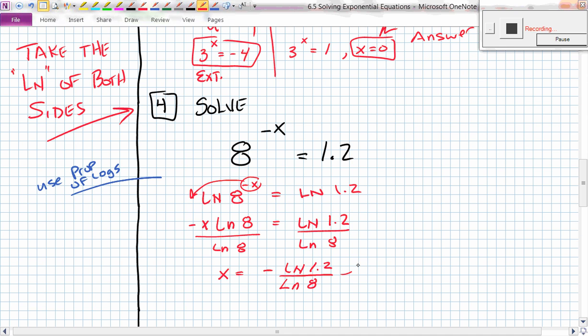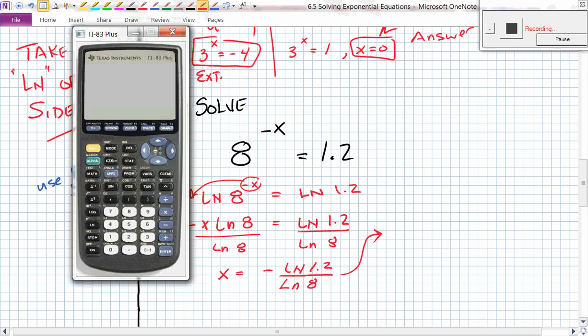So all we gotta do then is run this into our calculator, so I'll bring it up. Alright, so I'll turn it on, and let's punch in the negative natural log of 1.2. Push enter, so there's my numerator. And then I just divide that by the natural log of 8.